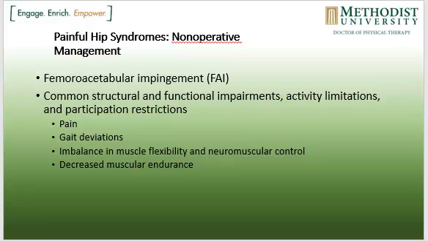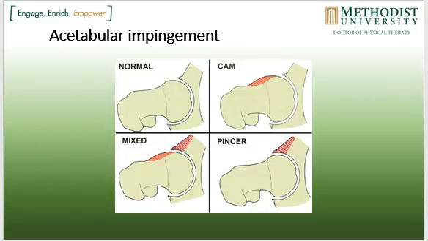Other painful hip syndromes include femoroacetabular impingement, or FAI, and this can be impingement of the femur onto the acetabulum or bone growth on the acetabulum impinging on the femur. Patients present with pain. They often limp or have a significant amount of gait deviations. They have muscle imbalances and poor neuromuscular control based on adaptation over time because of the pain, and they also end up with decreased muscular endurance.